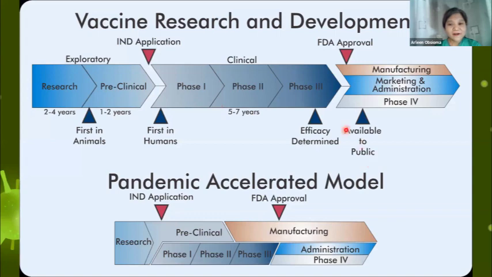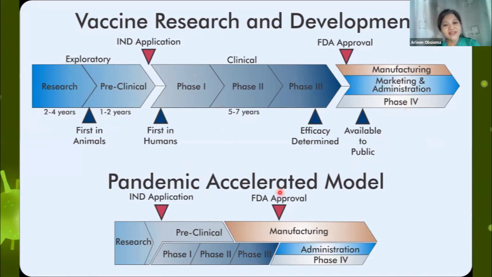So this is a different illustration of the vaccine development. You will see in the research period, it will take 2 to 4 years. For the preclinical studies, that takes 1 to 2 years. For the clinical phases, that will take 5 to 7 years. And then it's being approved, and then it's going to be manufactured by the company. There's also marketing and administration. That's the phase four of the vaccine development.